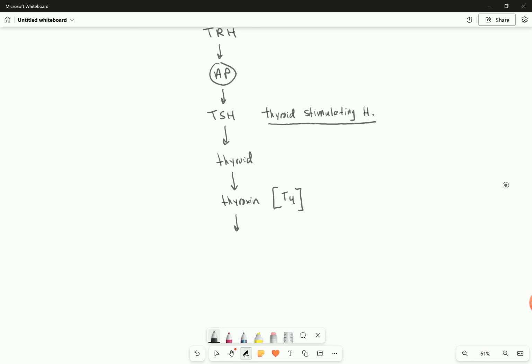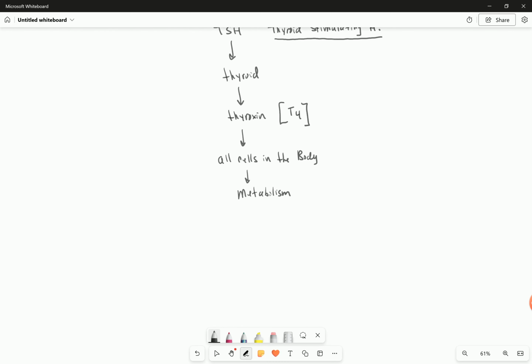And the target cell is virtually all cells in the body because it is responsible for metabolism. Okay, now a fancy way of saying metabolism is it increases your BMR, which stands for basal metabolic rate.